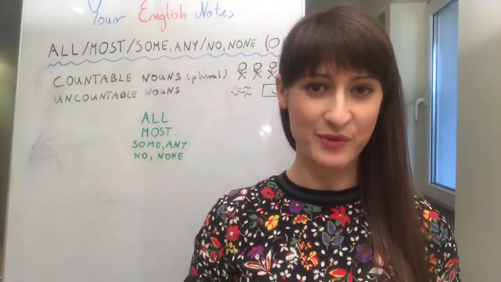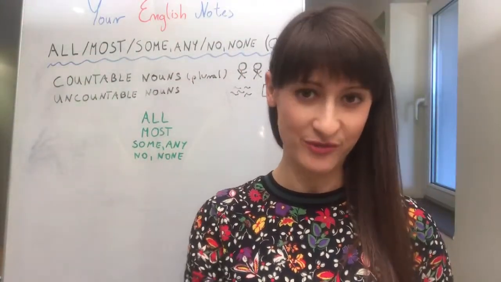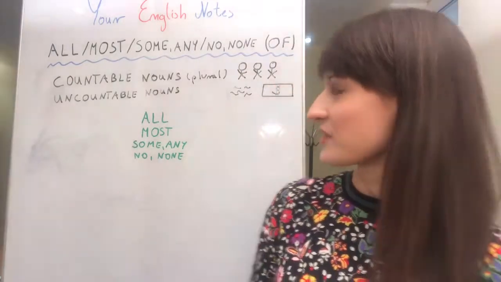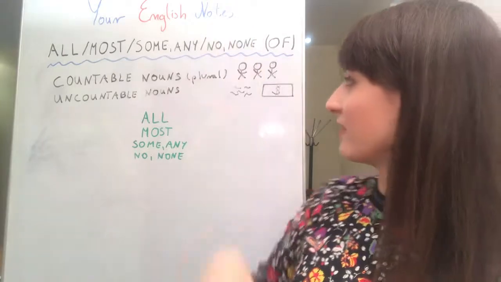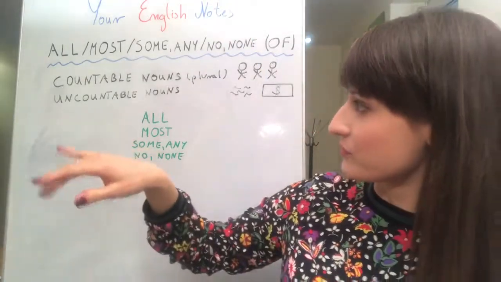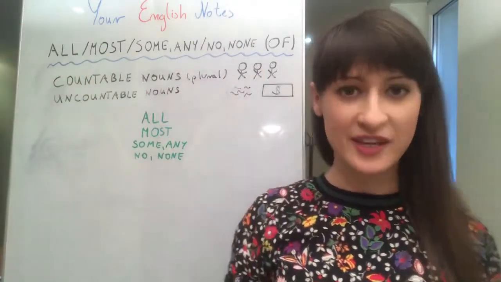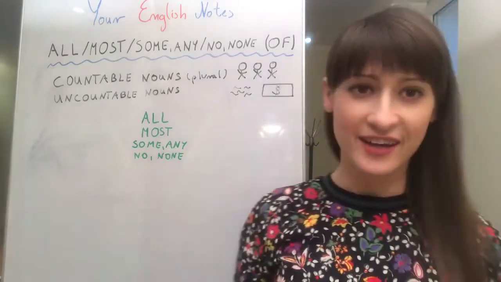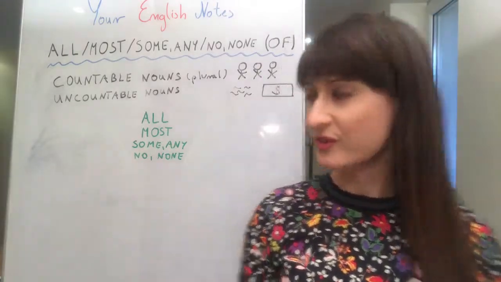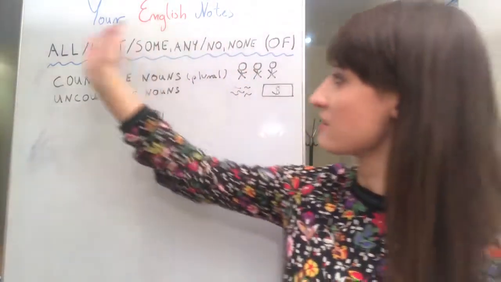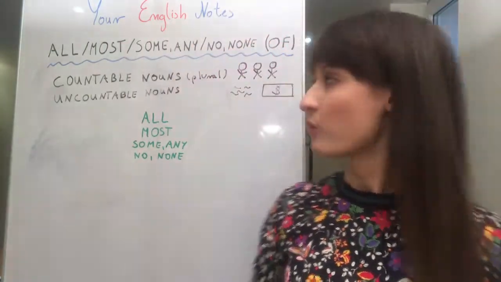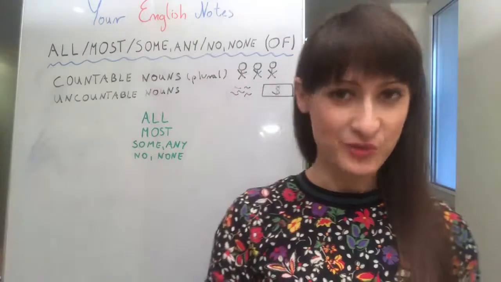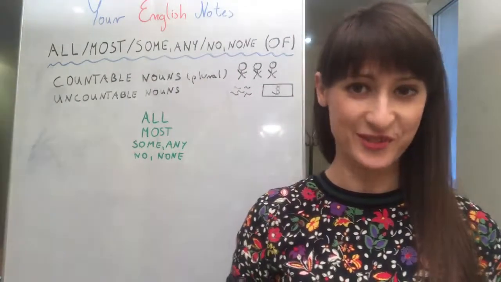Today I would like to talk about one thing which I haven't mentioned before. Of course, I've explained the differences between some and any, no and none. I've also talked about all, yes, but I haven't talked about when we use these words with of and when we use them without of. And this is what I would like to present today.